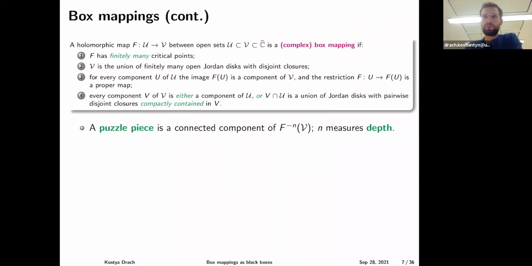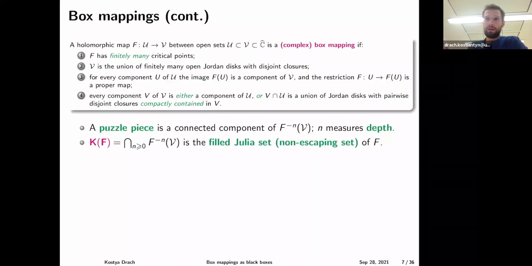But before moving on, let me give you some further definitions that are associated to the notion. In fact, this structure of starting nice sets, when we pull them back, defines in some sense a puzzle partition. So a puzzle piece for our box mapping is a connected component of the nth image of our set V. And n here is a measure of depth for a puzzle piece. And once I have puzzle pieces, I can intersect all of them. And with that, I will arrive at the notion of a filled Julia set. Again, as with polynomial-like maps, this is a set on which I can iterate my map infinitely often.